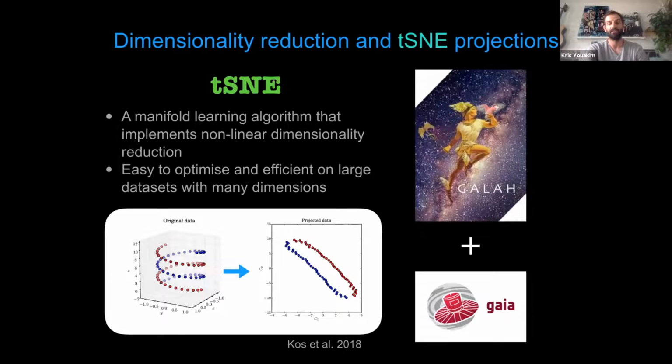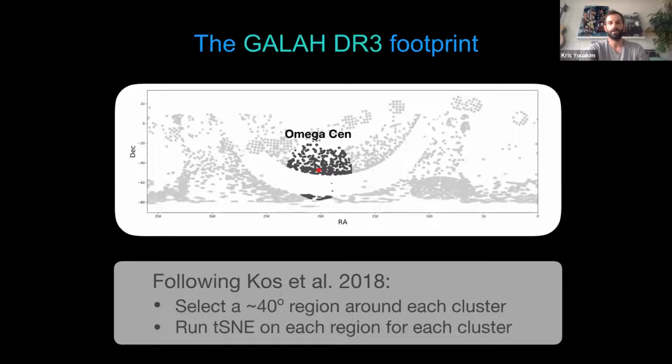So we have to have an entry for every data column for every star. Okay, so following the methods from Kos et al. 2018, we select a 40-degree region around each cluster and then run t-SNE on each region for each cluster. Now I do this for every cluster, but right now I'm going to focus on Omega Cen because it's a particularly interesting case and there isn't time to talk about more.